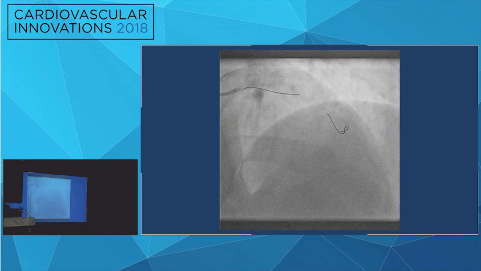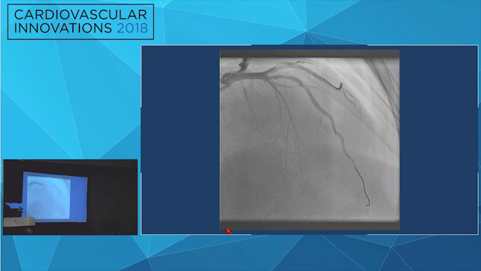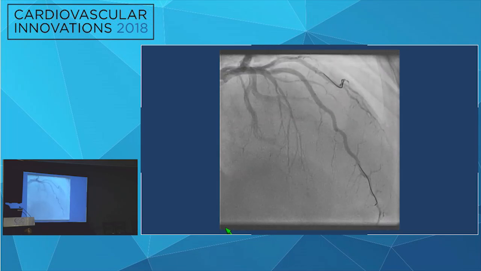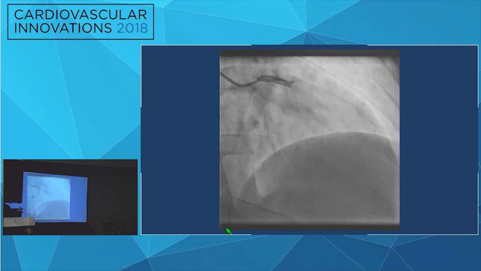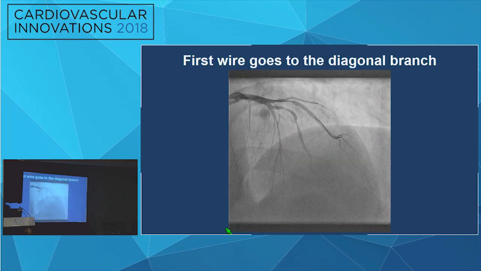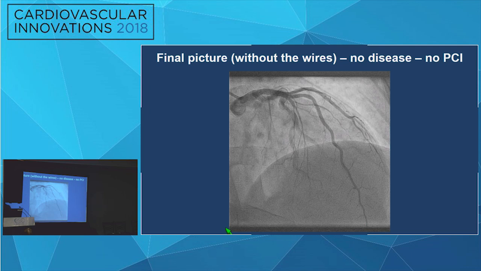The first BMW wire went to the diagonal branch, and then the second BMW wire went to the LAD. And you see here nothing after wiring both vessels, and then we removed the wires. Again, in summary, the first wire went to the diagonal branch, the second wire went to the LAD, and there was no visible coronary artery disease after wiring both vessels. So this is the final picture without the wires, no disease, no PCI.